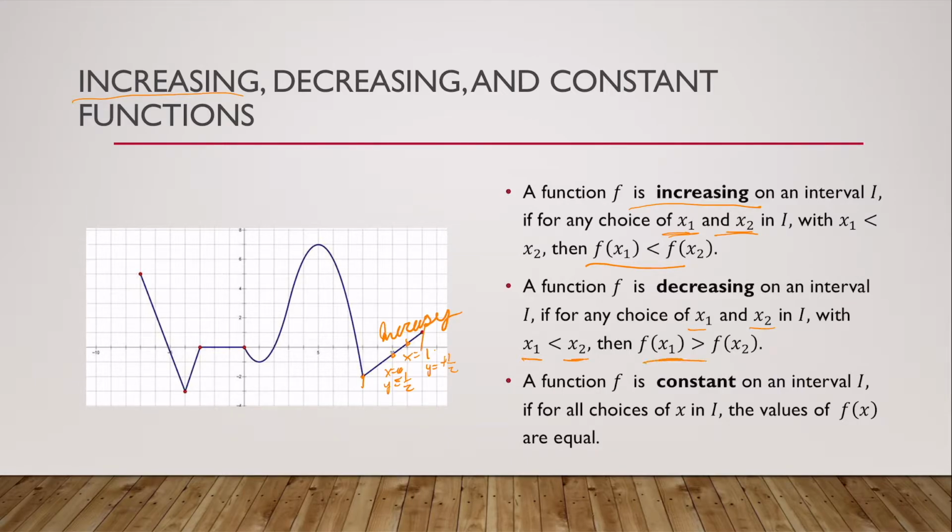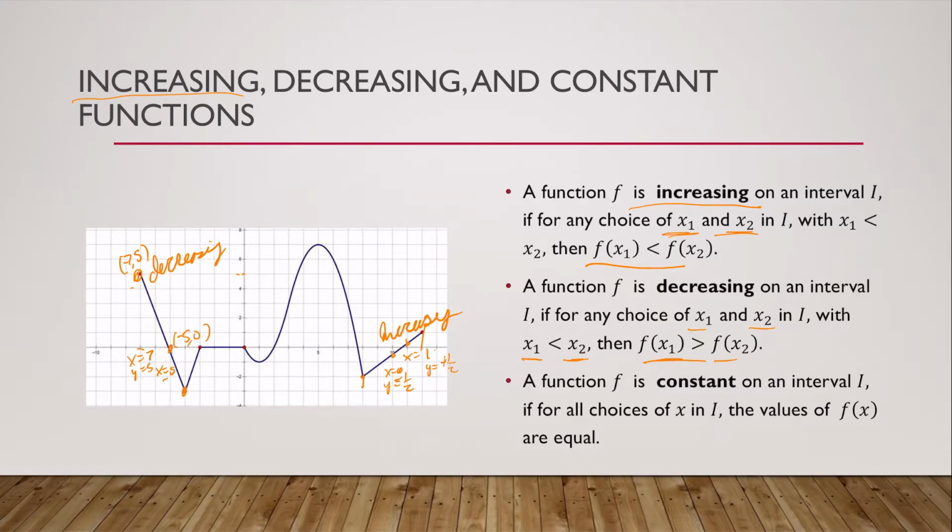A function is decreasing on an interval if for any choice of x1 and x2, x1 is less than x2, but the y value for x1 is greater than the y value for x2. That's going to be something that looks like it's going downhill. So here's an example of something that's decreasing. Here I've got when x equals -7, y equals 5, these are the points -7, 5. And here I've got when x is -5, y is 0.